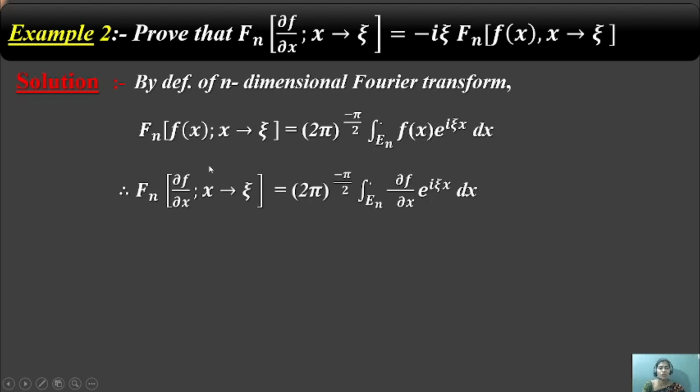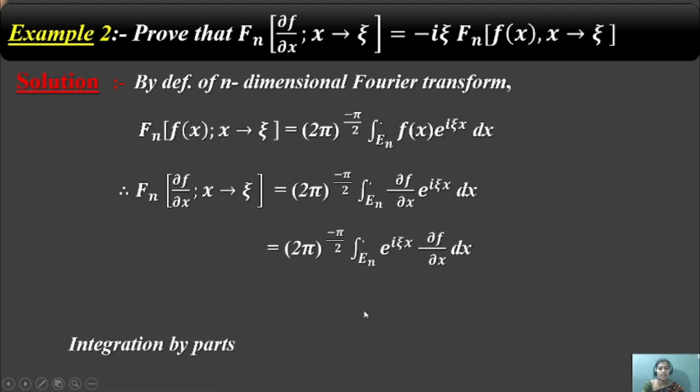Then changing the form, that is f of x equals del xi upon del x. Then put the value del f of x equals del xi upon del x. Then solve the equation: 1 upon root 2 pi, integral from minus infinity to infinity of e to the power i xi x del f upon del x dx. This will be put in.